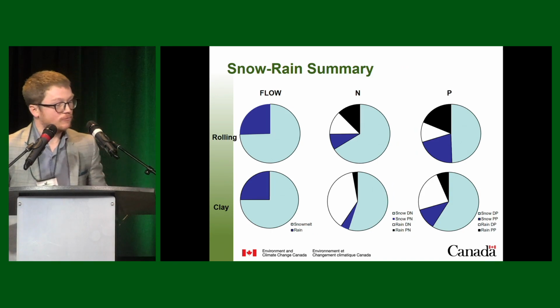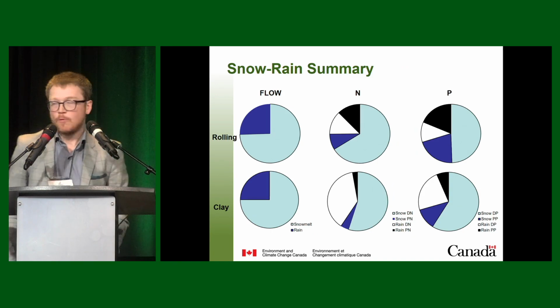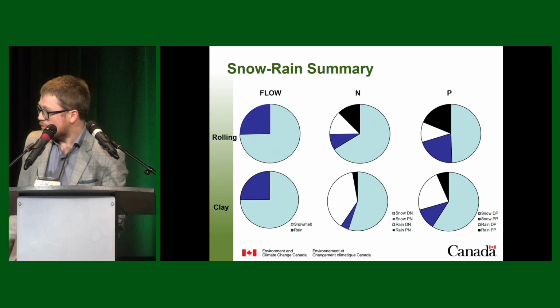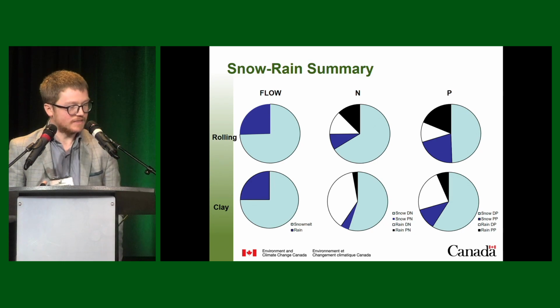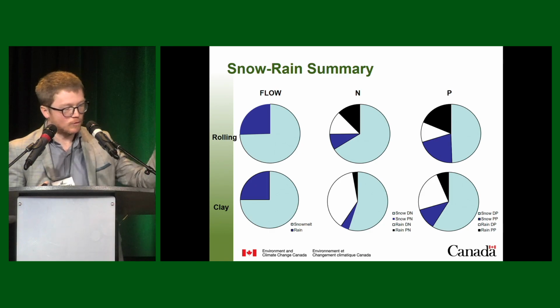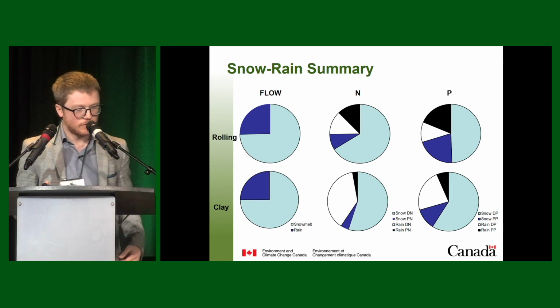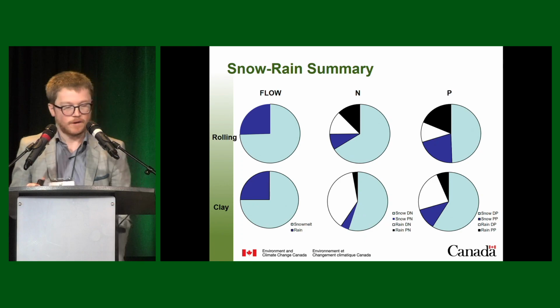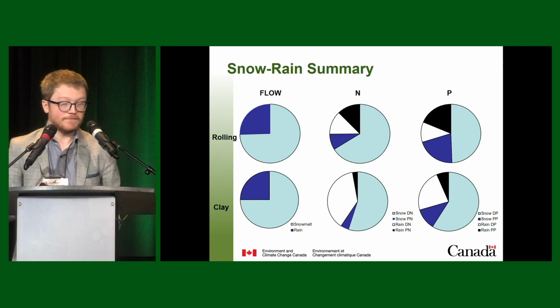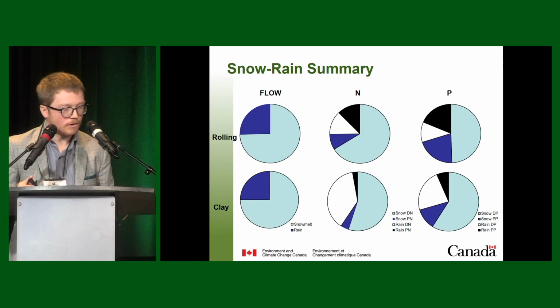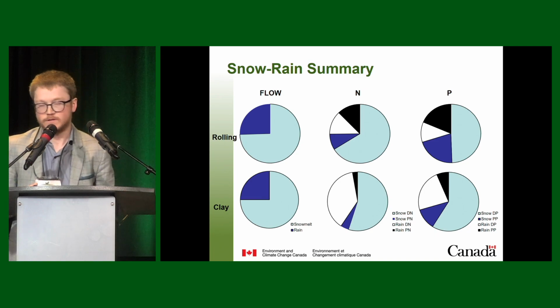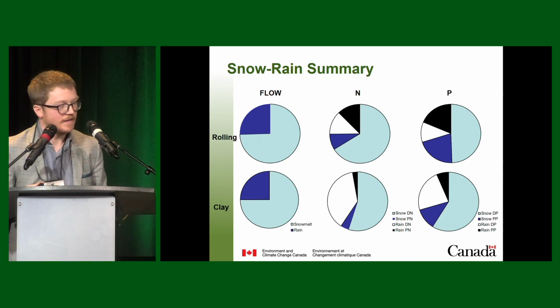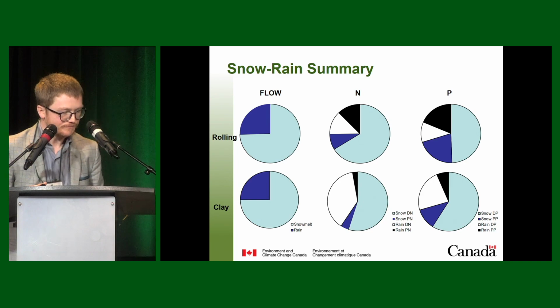This figure here, I think, really sums up quite nicely what we are looking at. And so just bear with me, it'll take a while to set it up, but what we're looking at here is, again, the two sites, so the rolling topography on the top, the level topography on the bottom, and then distribution of various pools from flow, nitrogen, and phosphorus load. And so when we look at flow, we can clearly see that regardless of topography, again, snowmelt is dominating, making roughly about that 75% contribution.